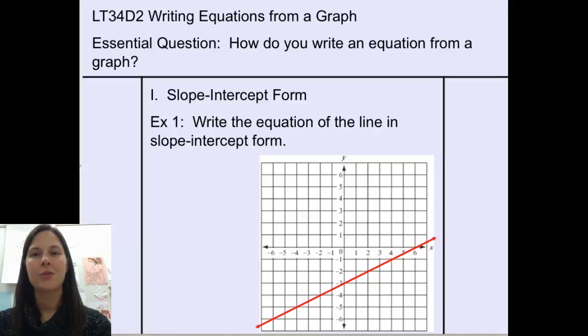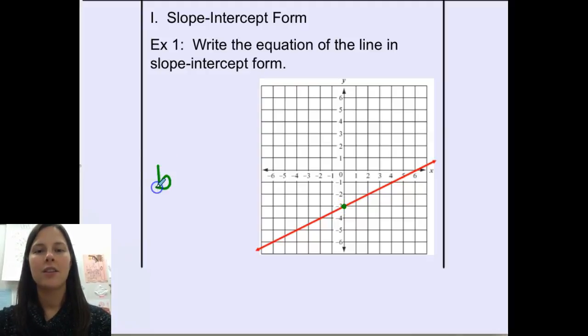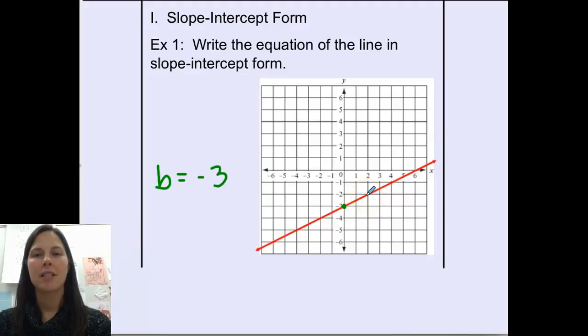Today we're going to learn how to write an equation from a graph, which is our essential question. Typically, you can write an equation from a graph by identifying the slope and the y-intercept, and we can get it into slope-intercept form right away. Remember, the y-intercept is where the graph crosses the y-axis. In our case, the graph crosses the y-axis at -3. So the b in y equals mx plus b is -3.